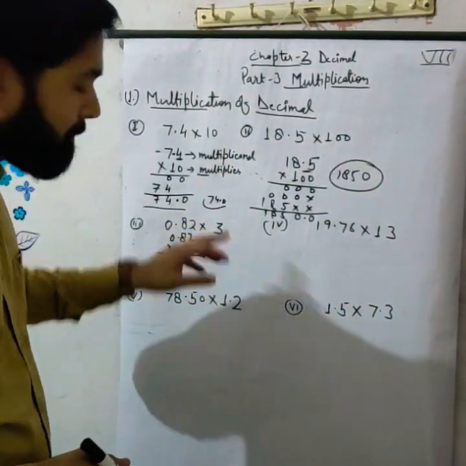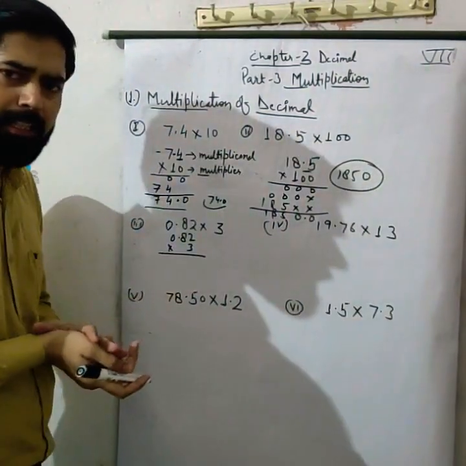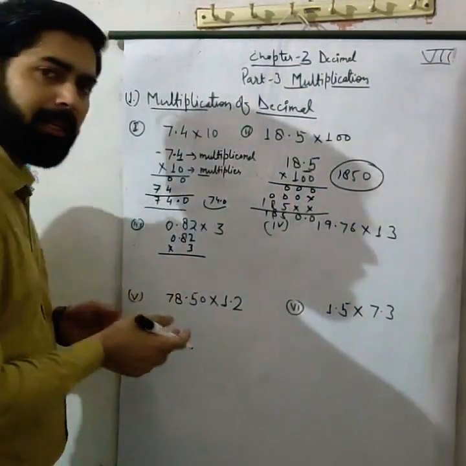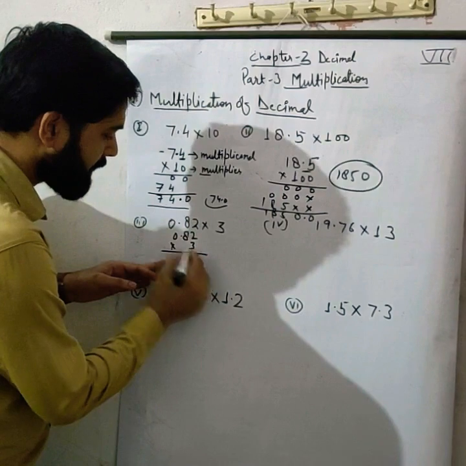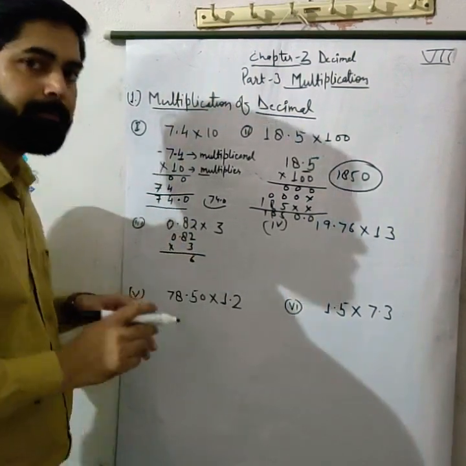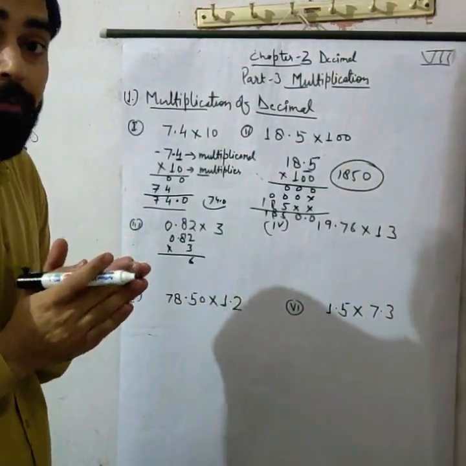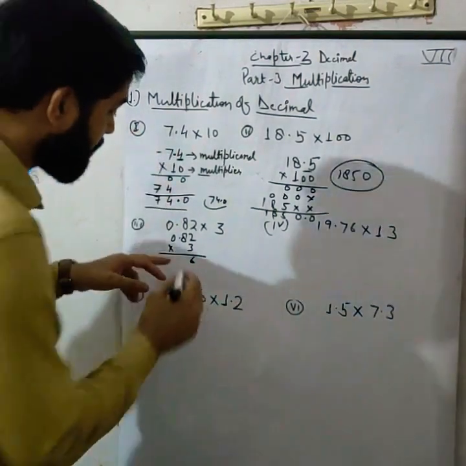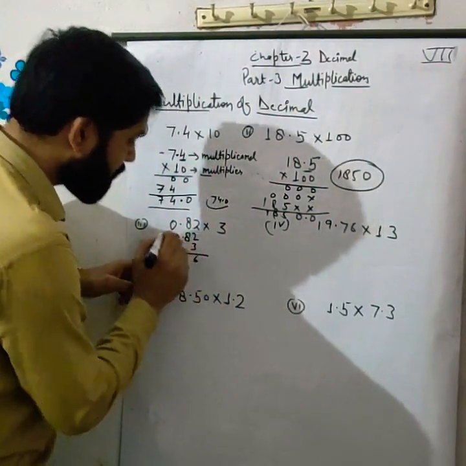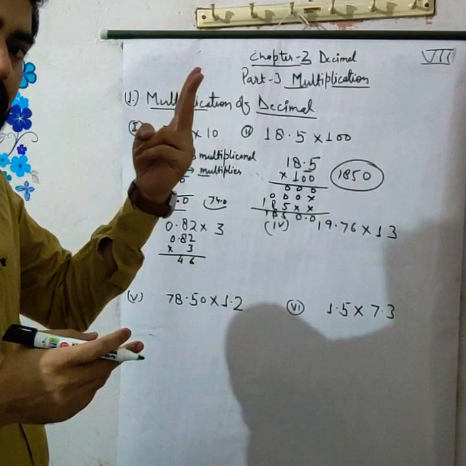This is a multiplicand and this is a multiplier. This is a very easy multiplication. Easily we can multiply. 3 2s are 6, 3 8s are 24. Write 4. We cannot write 24 here.